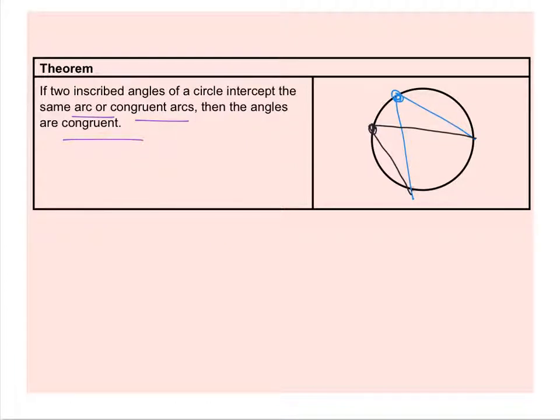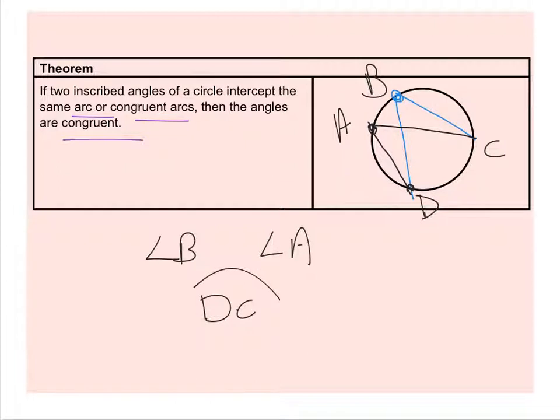Okay, so let's clean this up a little bit. Let's call this A, B, C, and D. So basically what this is saying is angle B and angle A both intersect arc DC. Because they do that, angle B is congruent to angle A. They both intersect this same arc, so they're going to be congruent to each other.